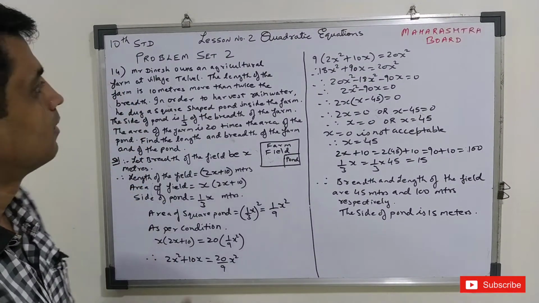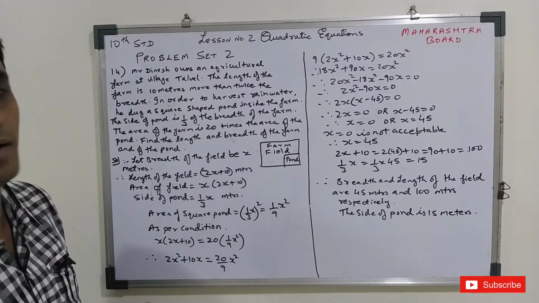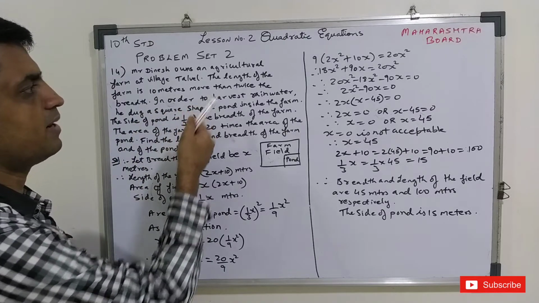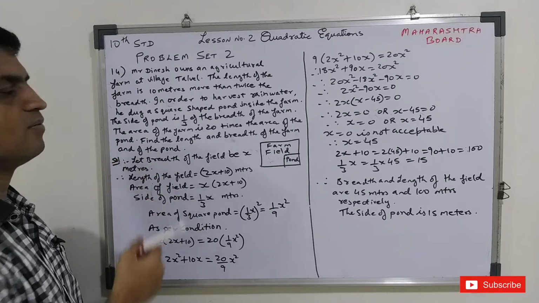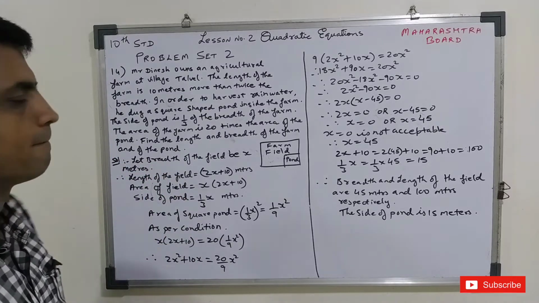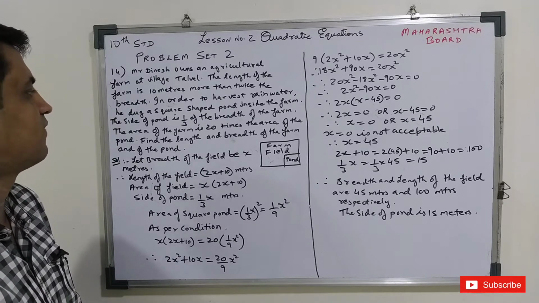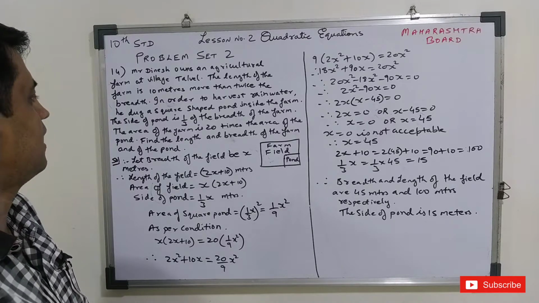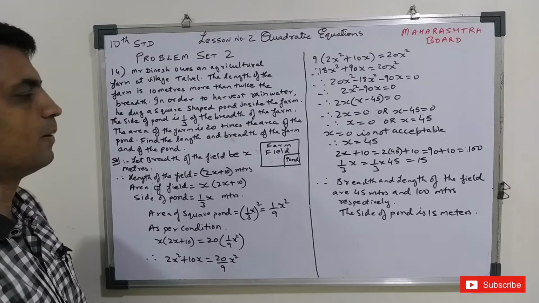14th sum. Mr. Dinesh owns an agriculture farm at village Talwil. The length of the farm is 10 meters more than twice the breadth. In order to harvest rainwater, he dug a square-shaped pond inside the farm. The side of the pond is 1 upon 3 of the breadth of the farm, and the area of the farm is 20 times the area of the pond. Find the length and breadth of the farm and the pond.